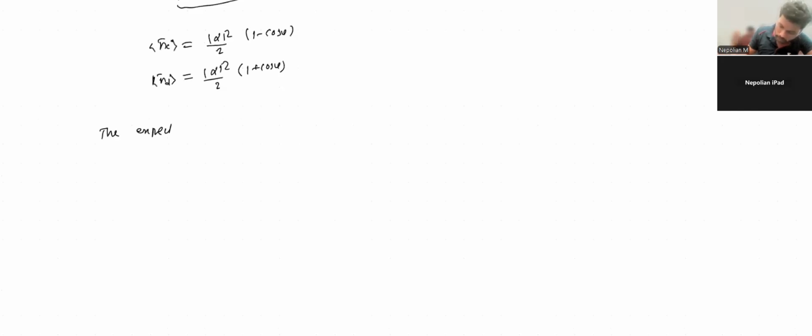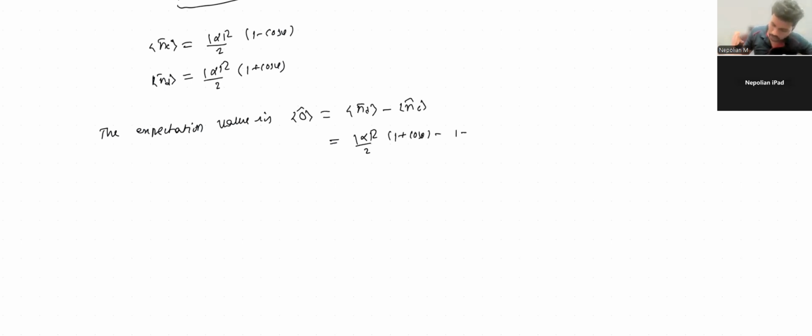Now the expectation value. This is the term we want to plug in here. The expectation value of the observable O is the output N_D minus N_C. So we put mod alpha squared divided by 2 times (1 + cos theta) minus (1 - cos theta). It gives mod alpha squared divided by 2 times 2 cos theta. So finally we get the expectation value of O as mod alpha squared cos theta. This is the expectation value we got.